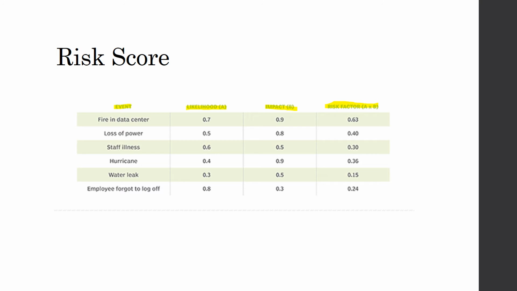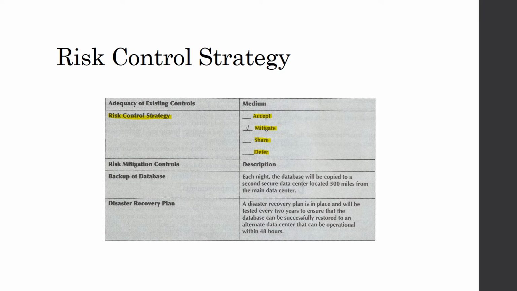Once specific assets, threat scenarios, and their risk scores have been found, you can start working on risk control strategy, which is the way an organization addresses a risk. You usually have 4 options when addressing a risk. You can accept the risk, mitigate the risk, share the risk, or defer the risk. If you decide to accept the risk, it means you will not be taking any action to address the risk. Usually, this means that the risk has a very low impact on the organization.